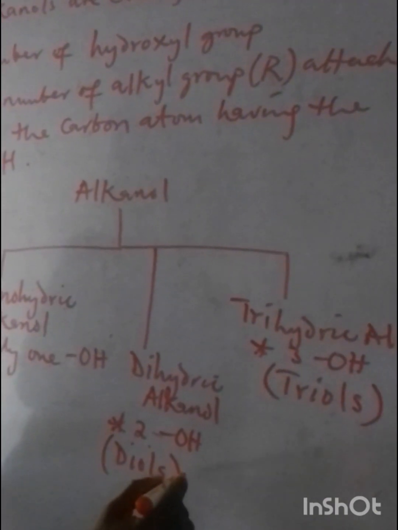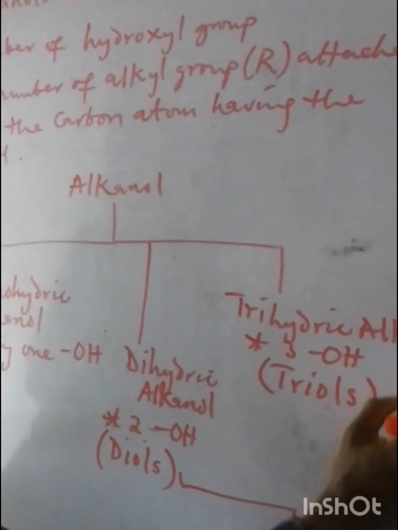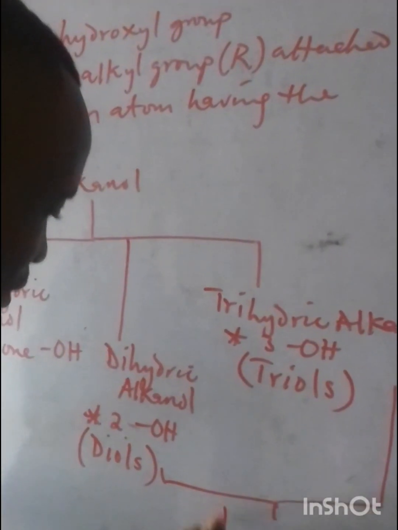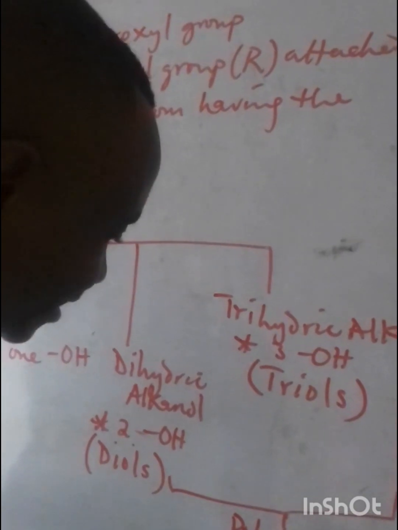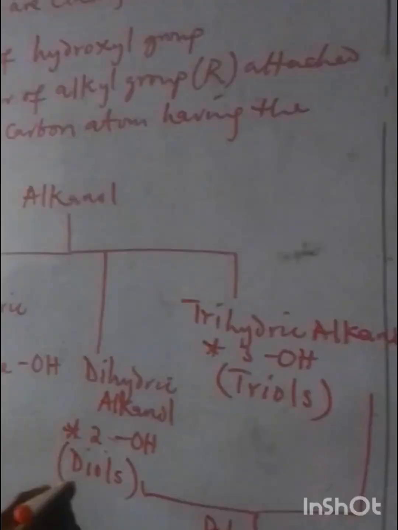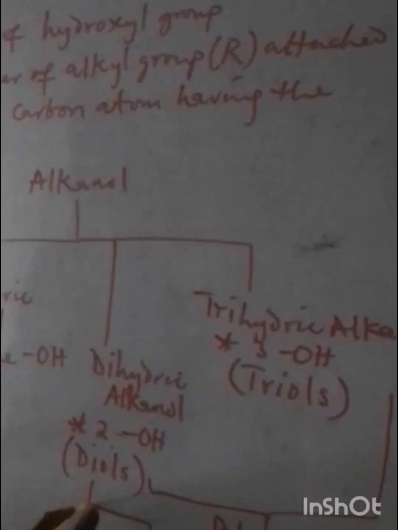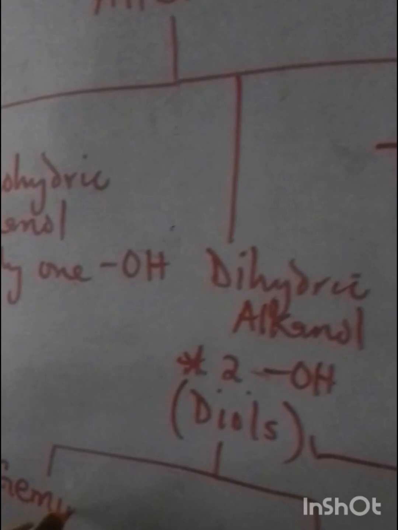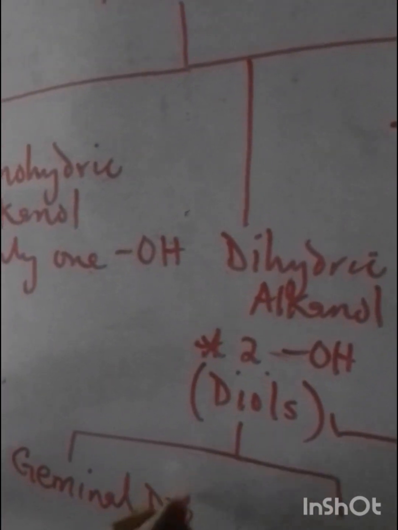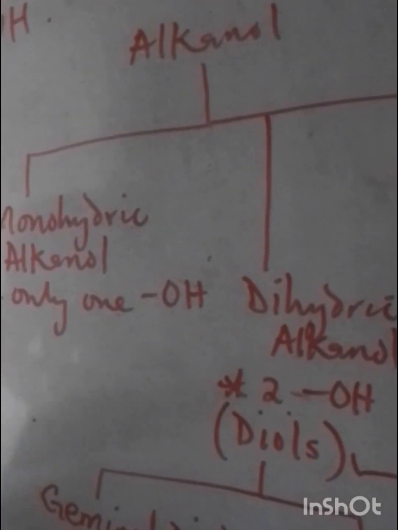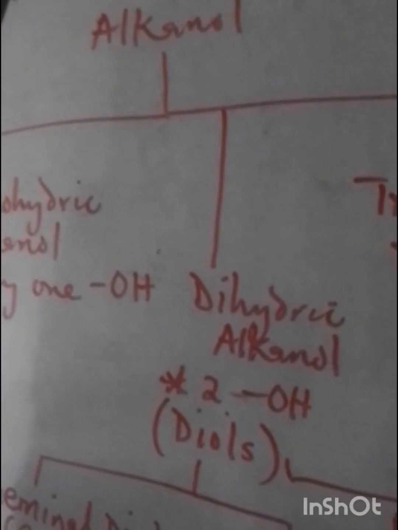But interestingly, these two classes of alkanol could be called polyhydric alkanol. And also, diols are classified into two. We have geminal diol, or you call it gem diol. And we have vicinal diol.